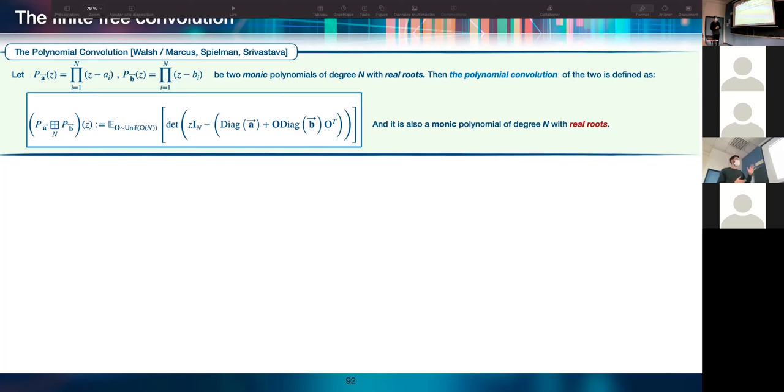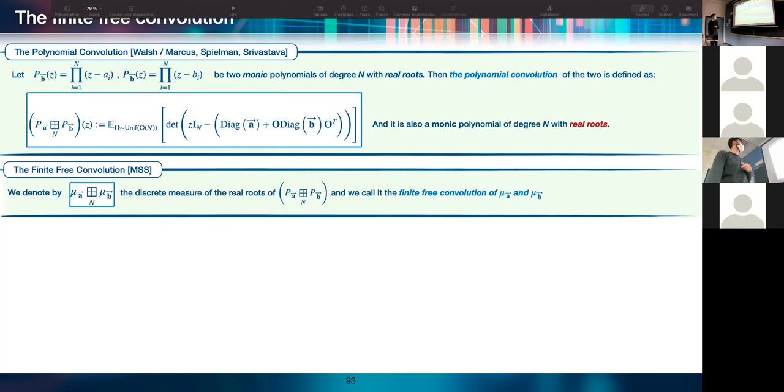This is actually not easy to prove, but if you do this operation for any vector A and any vector B, you get a monic polynomial with real roots. So this can also be interpreted as a convolution between measures. So you can define the measure associated to the roots of this polynomial, and this is called the finite free convolution of the two measures.